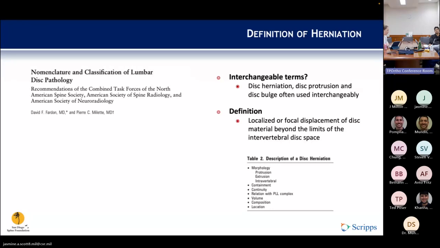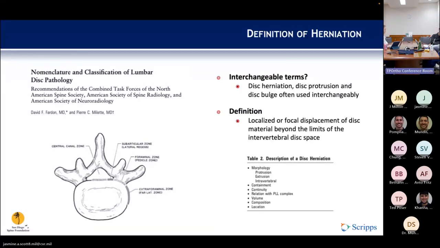And they sought to define it specifically, which is localized or focal displacement of disc material beyond the limits of the intervertebral disc space. Table 2 down there shows different descriptors of disc herniation, and we'll talk about a couple of them, but the important thing to know is there's a lot of different ways to describe it. So morphology, containment, volume, composition, and location.